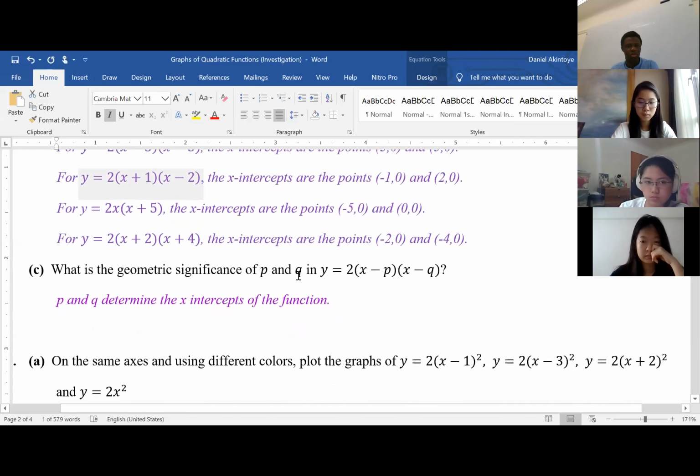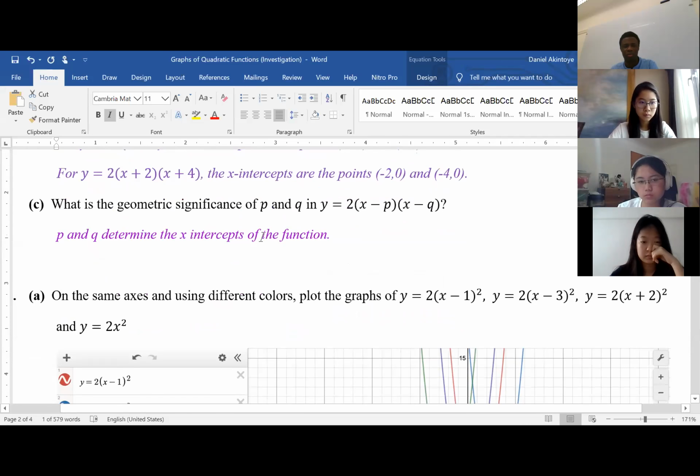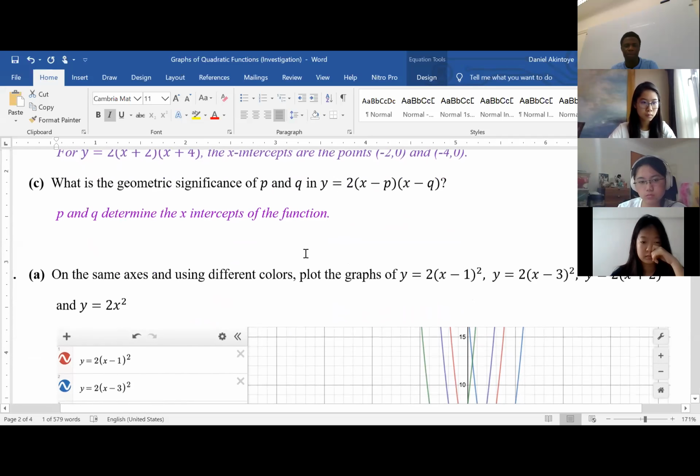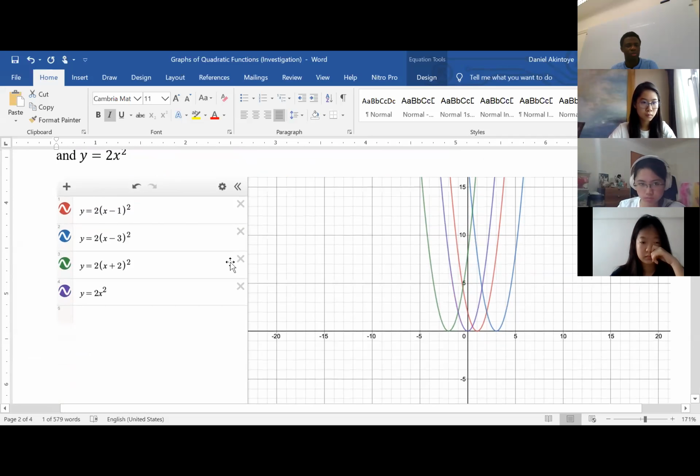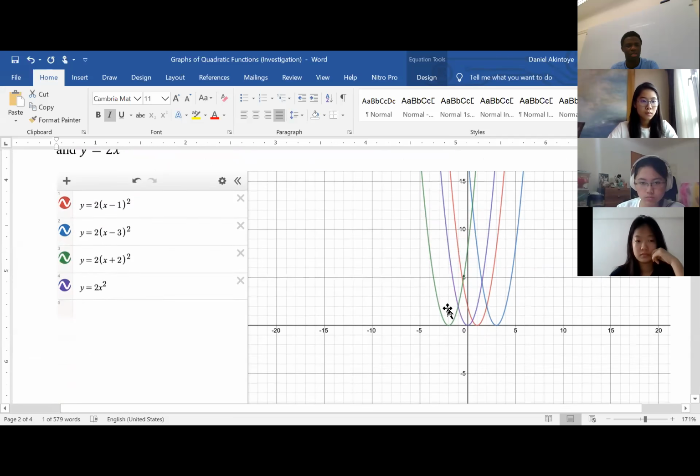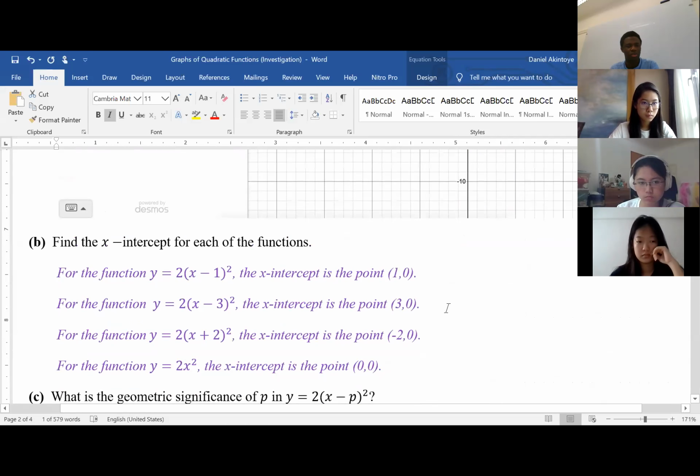So on the question, what is the significance of P and Q? P and Q determine the x-intercept of the function, not just the intercept. Now here is another one. You have to plot this, and we could see that, okay, side by side, all touching the x-axis. So the first question was the intercept. So the intercepts again are these values, okay? Y remains 0, the reverse of these values, okay?